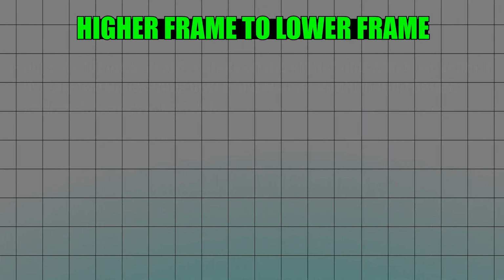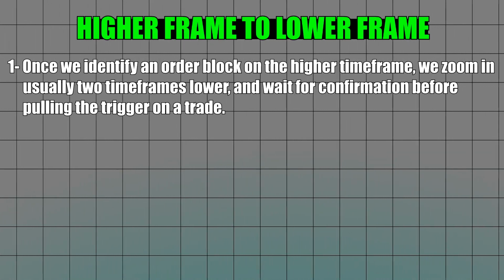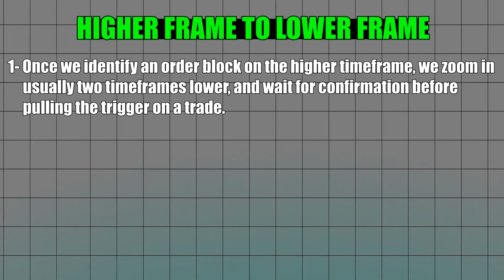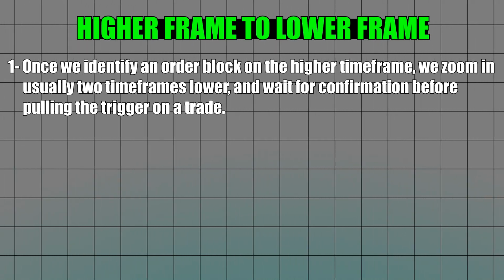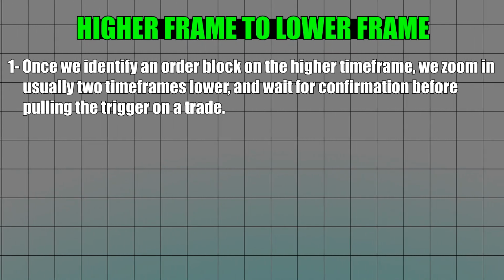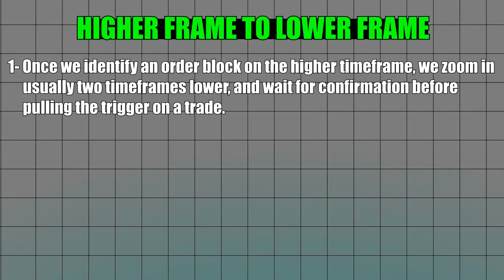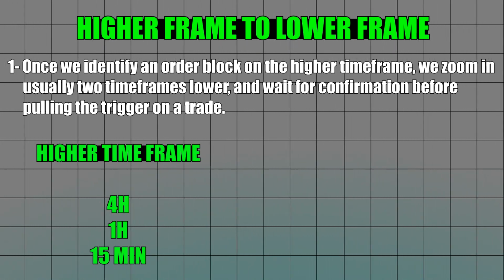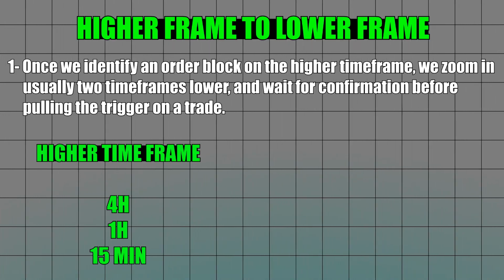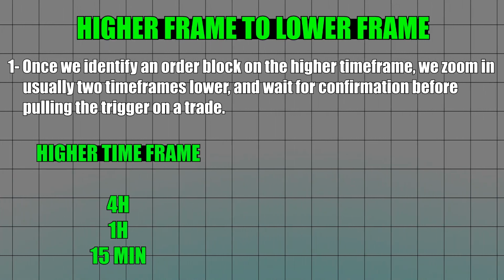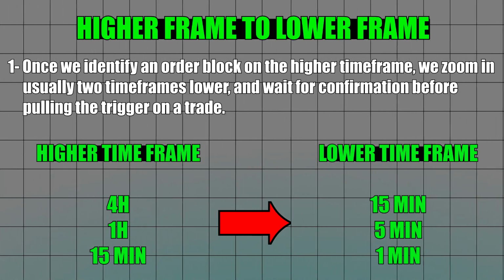Here's how we approach it. Once we identify an order block on the higher time frame, we zoom in, usually 2 time frames lower, and wait for confirmation before pulling the trigger on a trade. This multi-time frame confirmation approach makes sure we're not just reacting to price, but actually aligning our trades with momentum and structure. When we're trading, we typically use the 4-hour, 1-hour, and 15-minute charts as our higher time frames. Then for our entries, we zoom in to 15-minute, 5-minute, and 1-minute charts respectively.